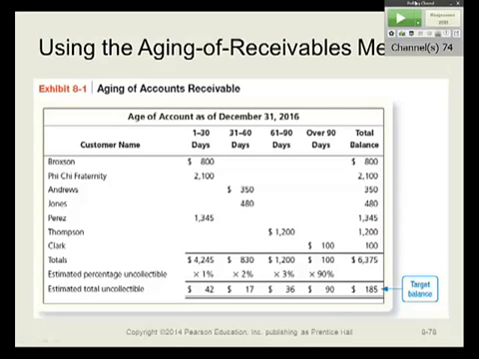So the only difference between percentage of accounts receivable and the aging is that the percentage of receivables applies a flat percentage against all receivables, while the aging provides a percentage based on categories. Okay, we'll pick it up on Friday.